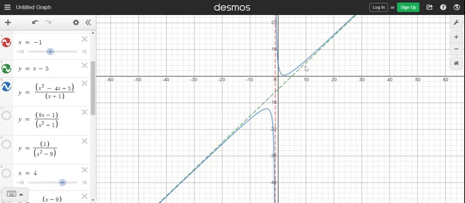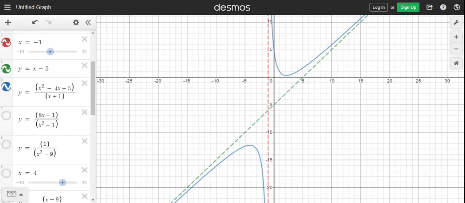So we have one slant asymptote and one vertical asymptote, but we do not have any horizontal asymptote. We have mentioned in the past that whenever there is a slant asymptote, then there is no horizontal asymptote. They don't go together.